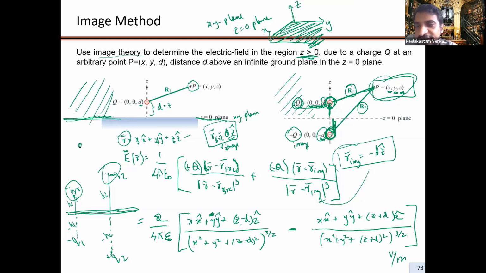So if I were to find an electric field at this point, it is going to be due to this guy, due to this guy, due to this guy, as well as due to this guy. There are going to be four terms now. Two source charges and two image charges.